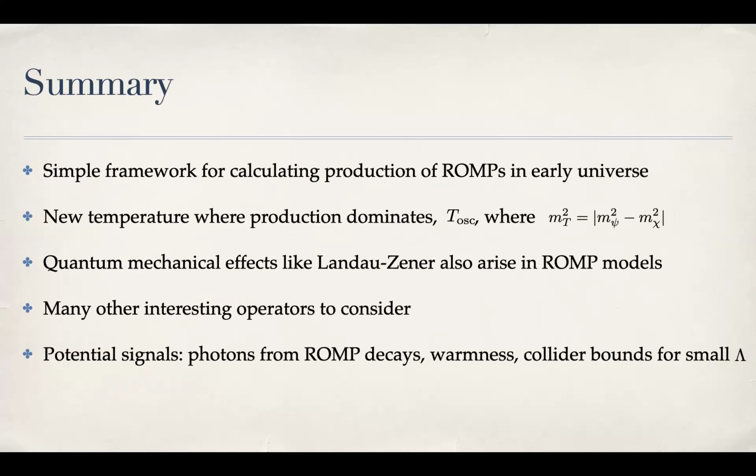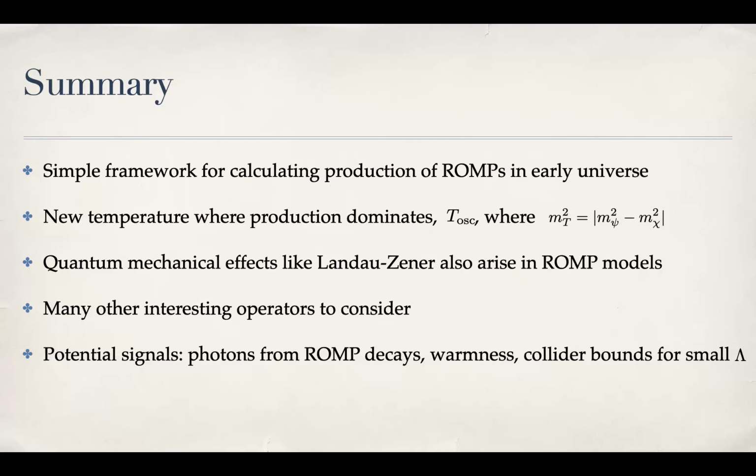So just to summarize, what I've shown you is a simple framework for calculating the production of ROMPs in the early universe. You have this new temperature of production, this TOSC, where your thermal mass squared is equal to the mass difference of psi squared and pi squared. You can also have these quantum mechanical Landau-like effects, or these quantum Zeno effects, if your scattering rate is very fast compared to your oscillation rate.